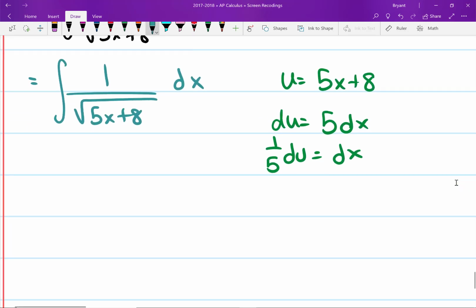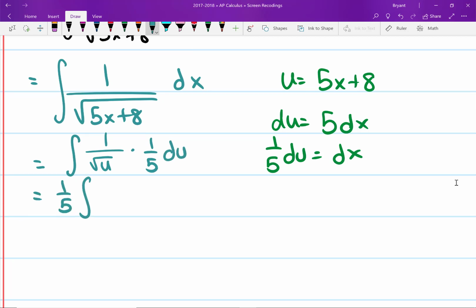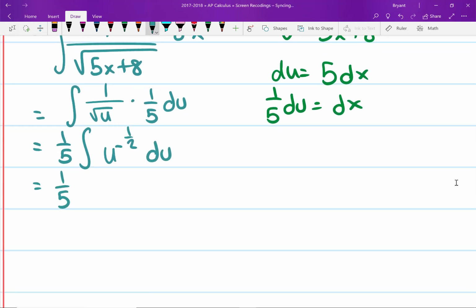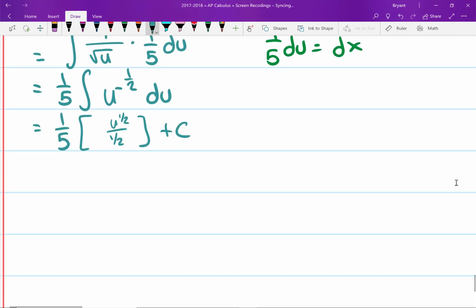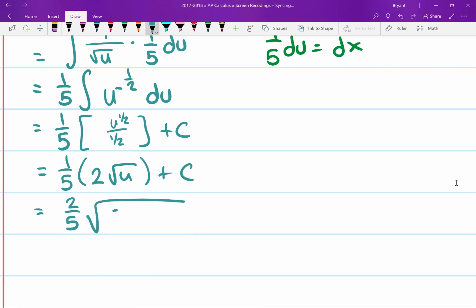Good to go. So this is going to be equal to the integral of 1 over the square root of u times 1/5 du. So this is 1/5 times the integral of u to the negative 1/2 du. Now we can integrate. So this is 1/5 times u to the 1/2 divided by 1/2 plus c. So this is going to be 1/5 times 2 square root of u plus c. So this is 2/5. Plug in that, what do we do? 5x plus 8 for u. Put a plus c, call it a day.